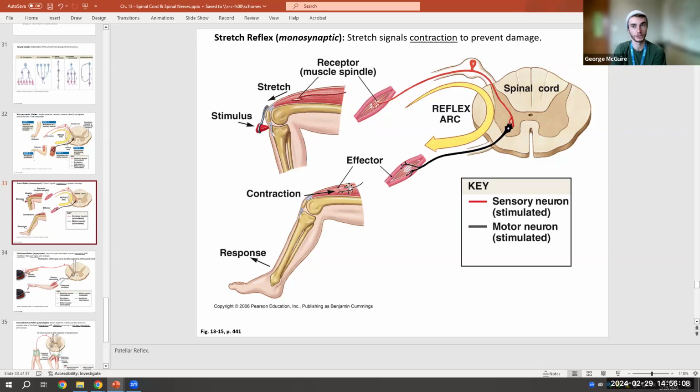So we only had one muscle or muscle group responding to that one direction of movement in response to that. So very simple, very fast. That is another monosynaptic reflex.